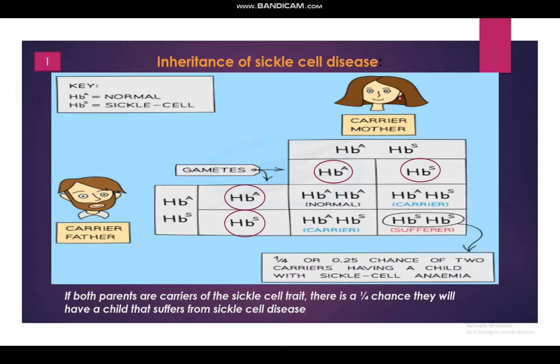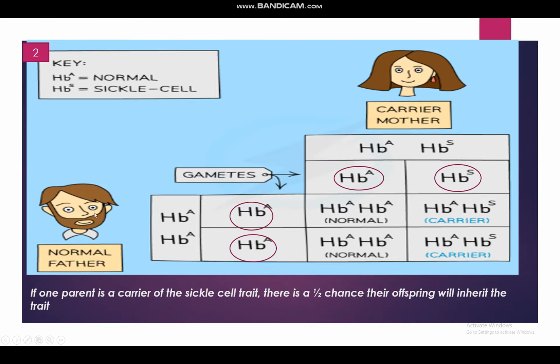anemia. So it means that if both parents are carriers of the sickle cell trait, there is a 1/4 chance they will have a child that suffers from sickle cell disease. Now in the second type of case, if the mother is a carrier and the father is normal, then we can see that there is a 50% chance that the offspring is normal, and 50% are carriers, that is, they have the sickle cell trait carrier state.